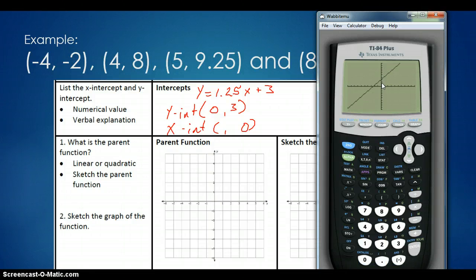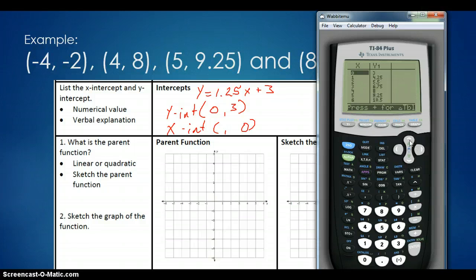And if you'll notice, I think it goes through 3 exactly, and then maybe not quite a whole number over here. We can always look at a table of points. Oh, and right there, look, x is 0 and y is 3. So that's definitely my y-intercept.